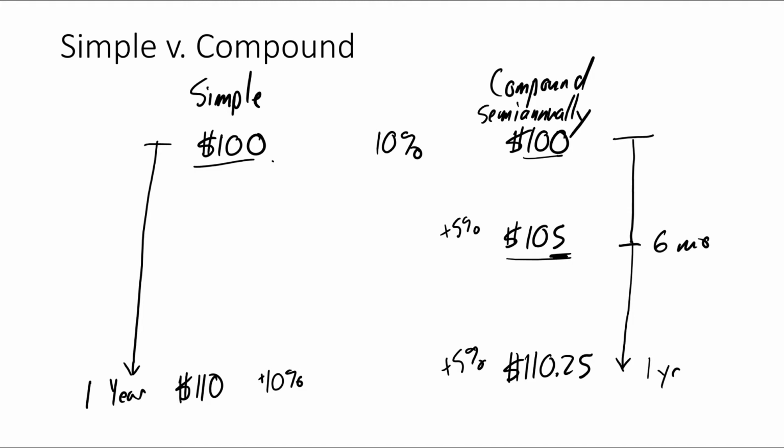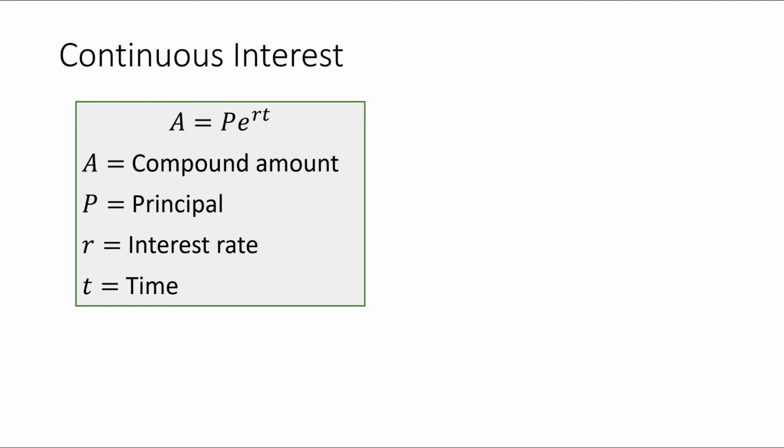So what is the theoretical limit of how much interest you could earn? Well, that is answered by continuous interest. So continuous interest is more often than every day. It is more often than every hour. It is more often than every second. It is an infinite number of compoundings per year. And so because of that, it uses a formula that you might be familiar with, A equals PE to the RT. That is the exponential growth or decay formula. And so we can use it to calculate the theoretical limit of how much interest you could make on something.